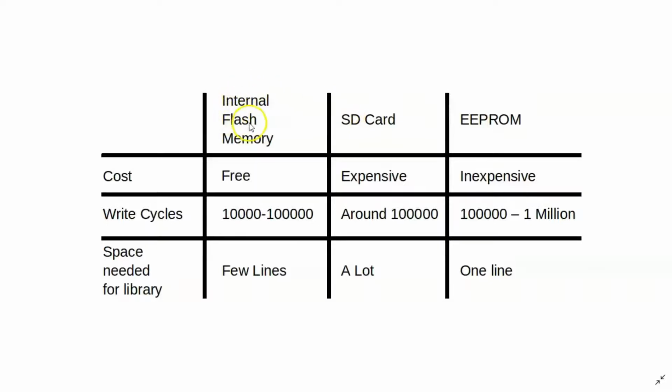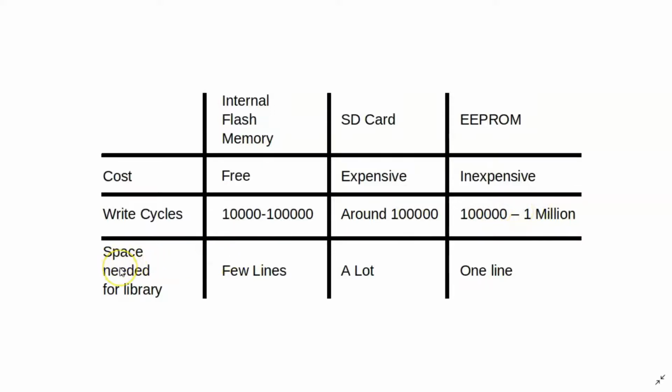To remember the value, to read and write the values, instead of EEPROM, we can use an SD card or the internal flash memory of the STM32 microcontroller. We compare them by cost, write cycle and space needed. The cost, this is free, we can use it internally. An SD card is more expensive than EEPROM. The write cycle means, whenever we write a certain number of times, it will wear out, then we can't use it anymore. For internal flash, it's only a little bit, around 100,000. EEPROM we can use up to 1 million times, it's a lot.